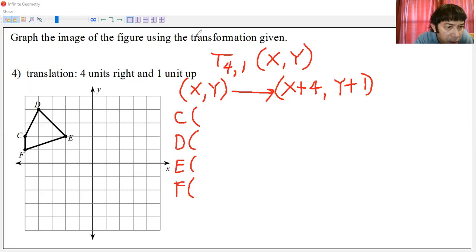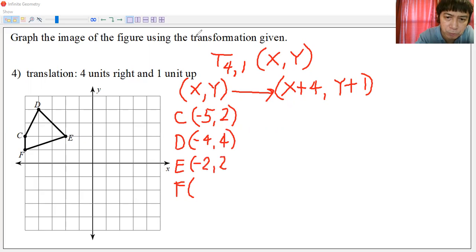Our point C coordinate looks like -5, 2. So be careful when you read. Our D is -4, +4. Our point E is -2, +2. And our fourth and final point looks like -5, 1.